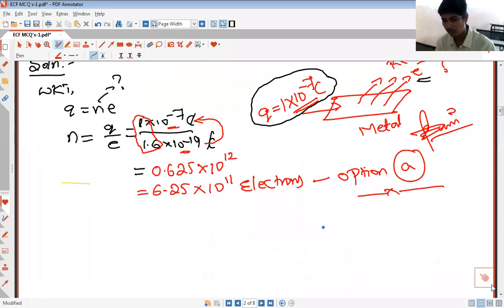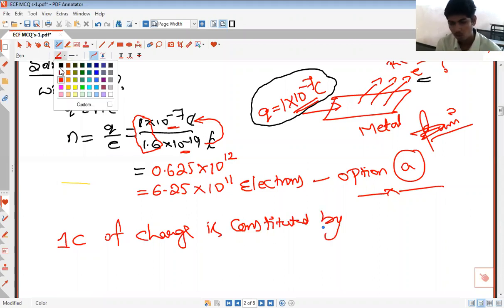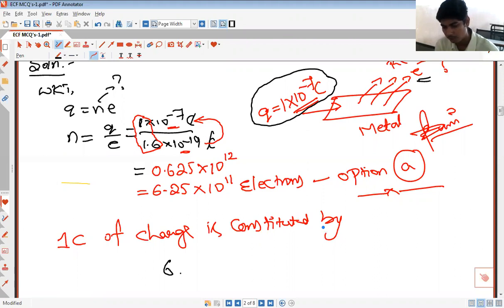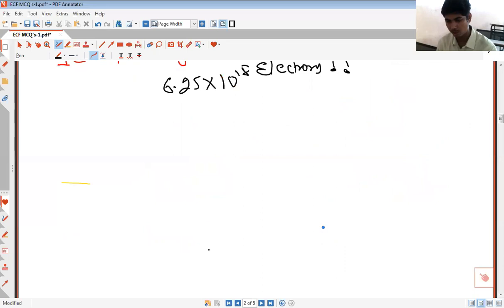See, since this problem came up, I am just stressing at this point. You must remember that 1 coulomb of charge is constituted by 6.25 into 10 to the power of 18 electrons. Remember this. When 6.25 into 10 to the power of 18 electrons come together, they make 1 coulomb of charge. Right? Remember this at this point. We'll move on to the next question.